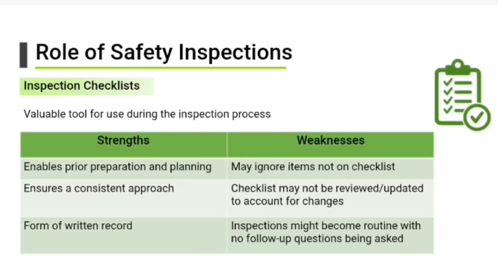Now let's have a quick look into the strengths and weaknesses of an inspection checklist. The strengths of utilizing an inspection checklist are multifaceted, enhancing the efficacy of health and safety assessments. Firstly, it facilitates prior preparation and planning, allowing inspectors to systematically organize their evaluation process. This proactive approach ensures that no crucial aspect is overlooked during the inspection, contributing to a comprehensive assessment.